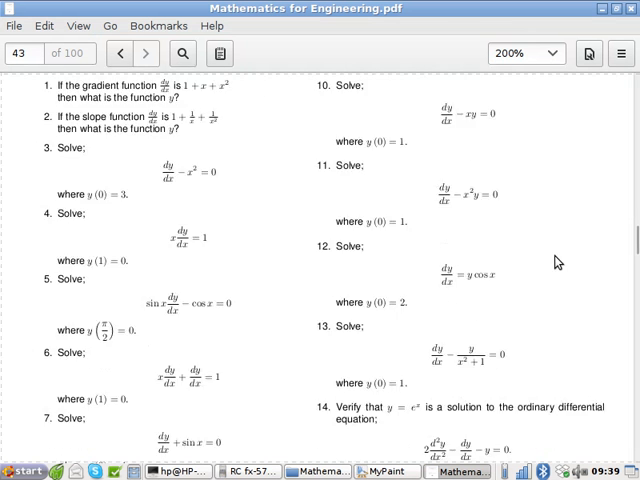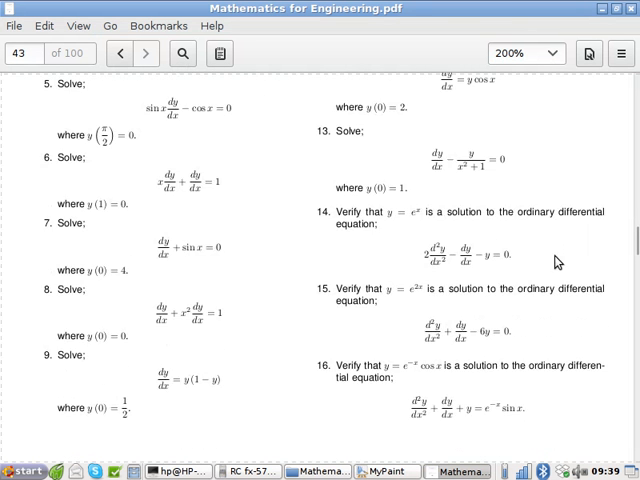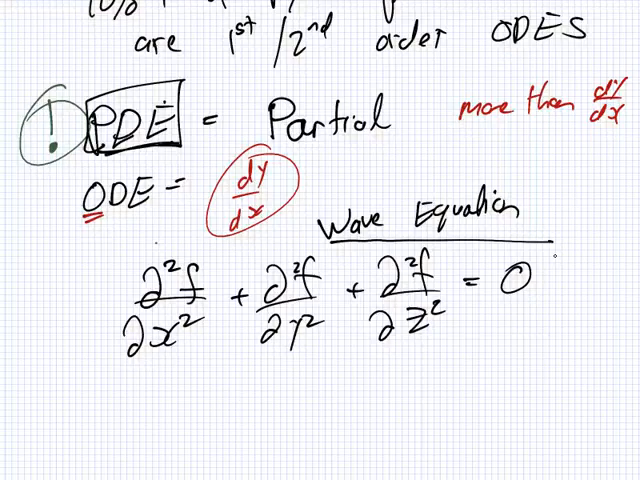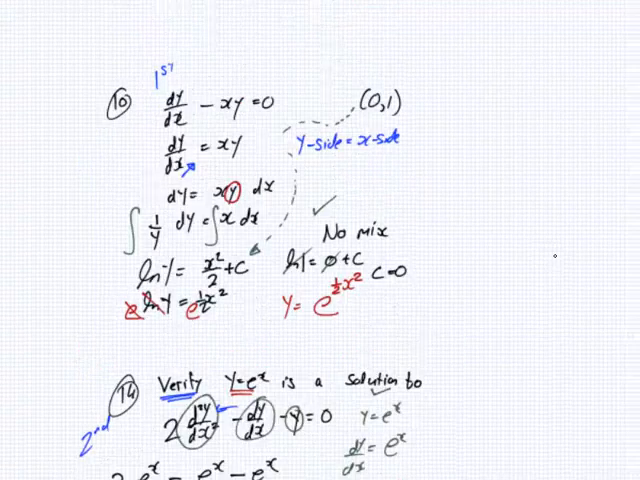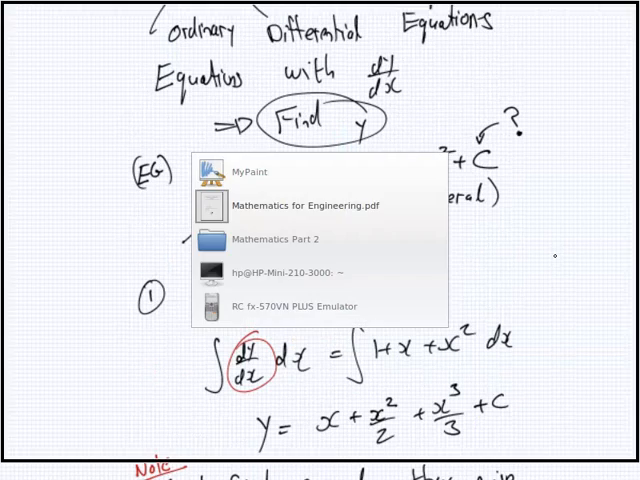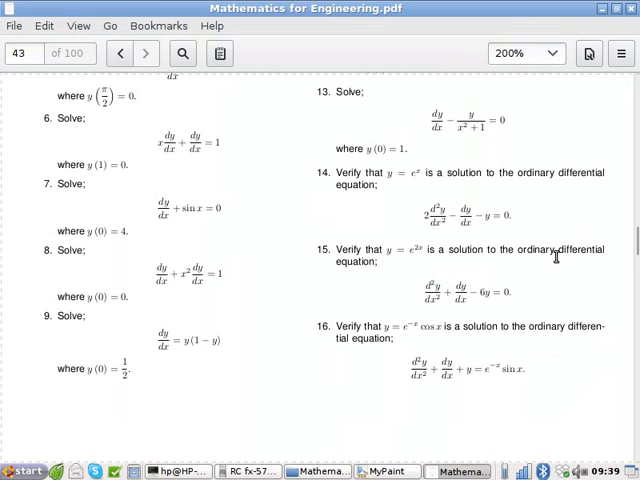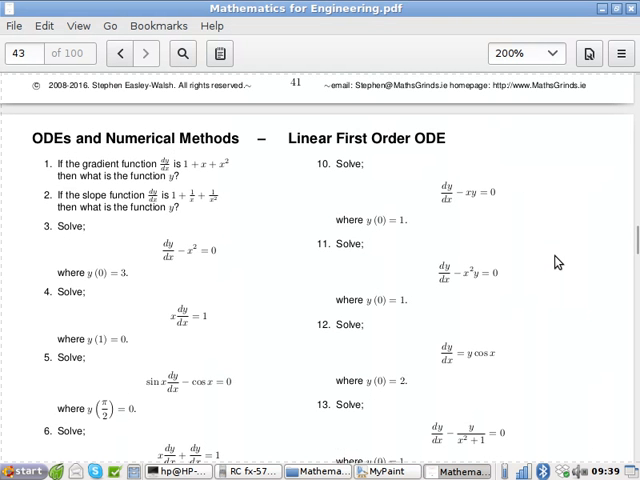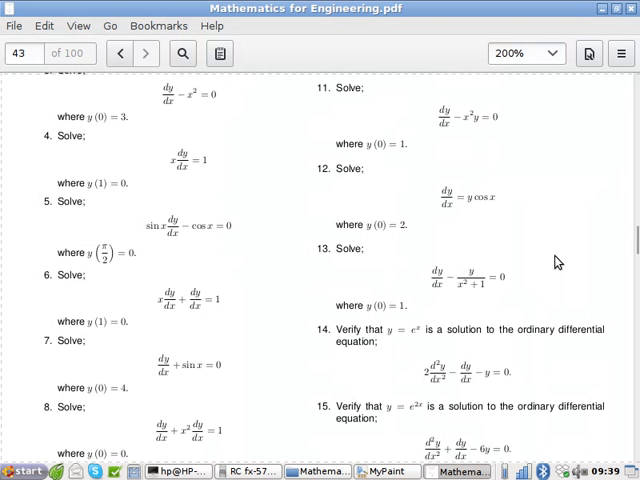So I did a good few of them. How many did I do? Half of them nearly? 1, 2, 3, 4, 5. Did 5 of them, okay. There's 16. So just so you know, for the exam, the good news is you can get both easy questions like number 1 and more difficult questions like this as well. So everything you can get on the exam.